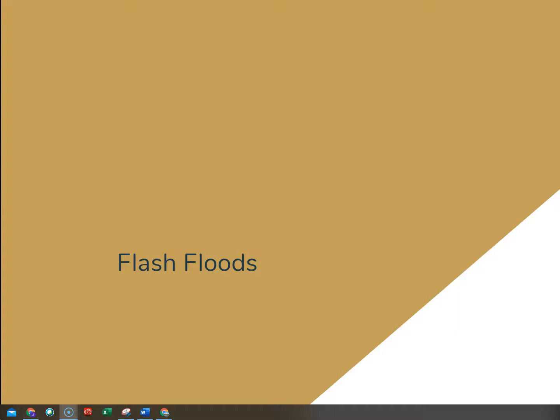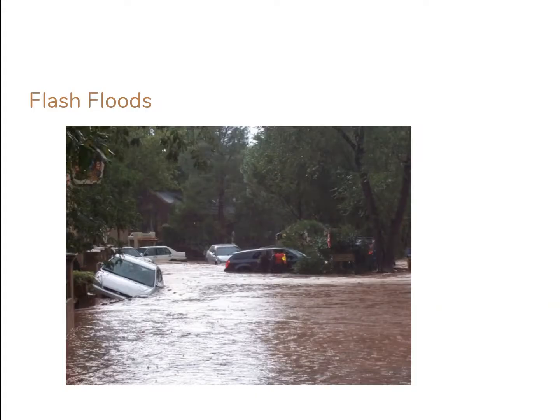So now what we're going to do is look at a couple of different types of flooding. In this case, we're first going to look at flash floods. Now, flash floods are usually caused by high precipitation in a small area. I've mainly got some examples of flash floods to share with you.